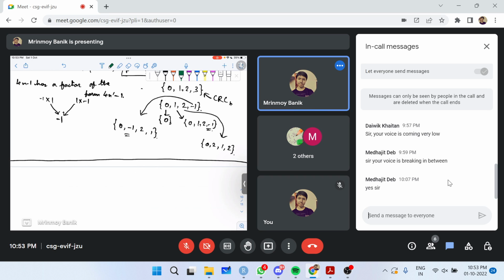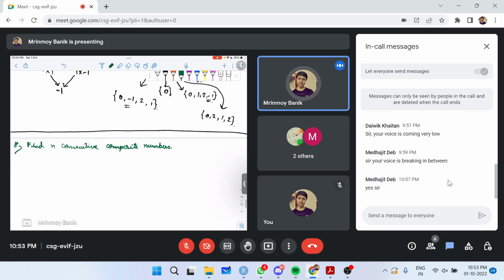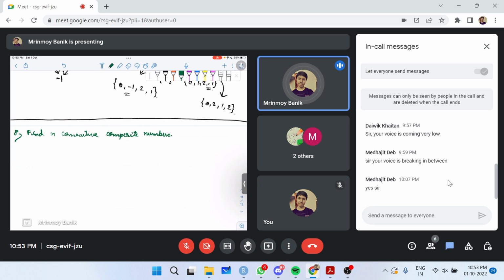And also, there's another problem of this kind. You have to find n consecutive composite numbers. Composite numbers are numbers which are not primes, like 4 or 12 or 6, things that are factorizable. So can you quickly find these n consecutive composite numbers?